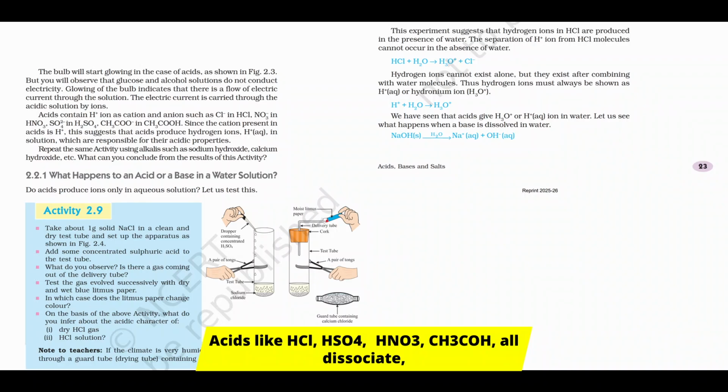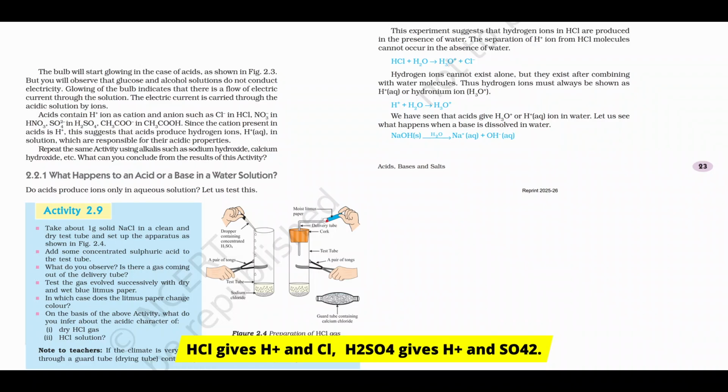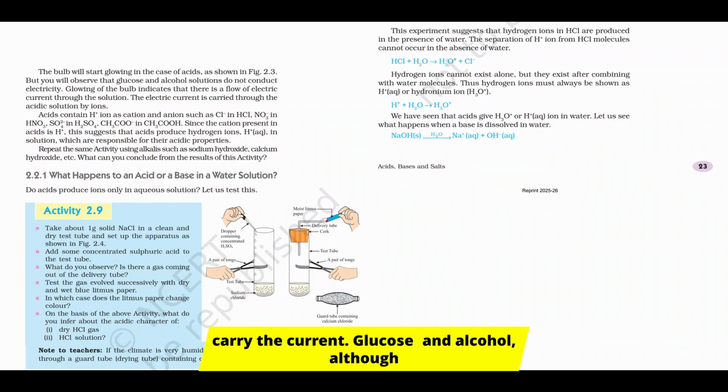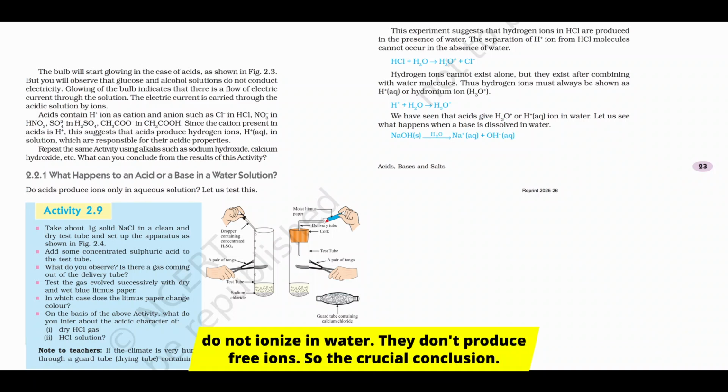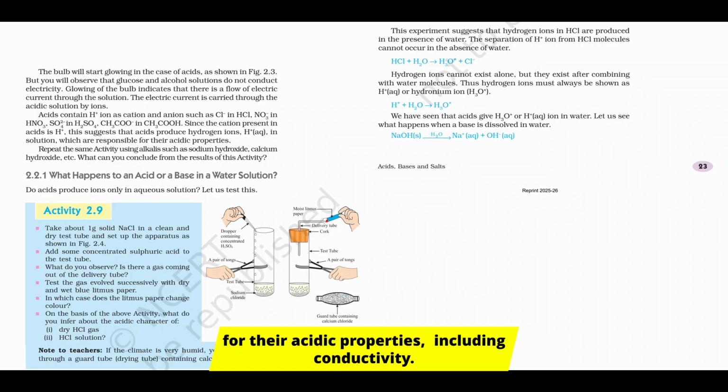Acids like HCl, H2SO4, HNO3, CH3COOH all dissociate or ionize in water to produce hydrogen ions, H+, as their common positive ion. HCl gives H+ and Cl-, H2SO4 gives H+ and SO4 2-. These mobile H+ ions and the negative ions carry the current. Glucose and alcohol, although they contain hydrogen atoms in their molecules, do not ionize in water. They don't produce free ions. So the crucial conclusion: acids produce hydrogen ions, H+, in solution, and it's these H+ ions that are responsible for their acidic properties, including conductivity.